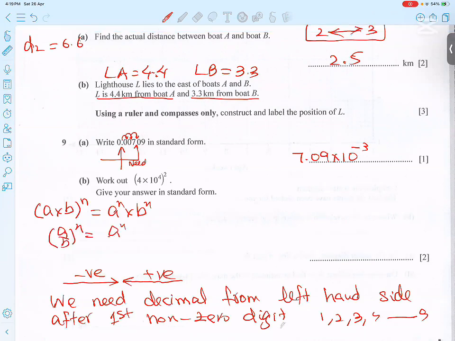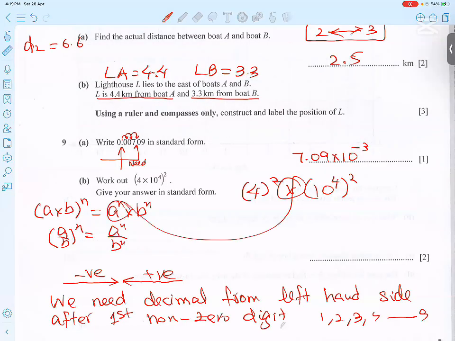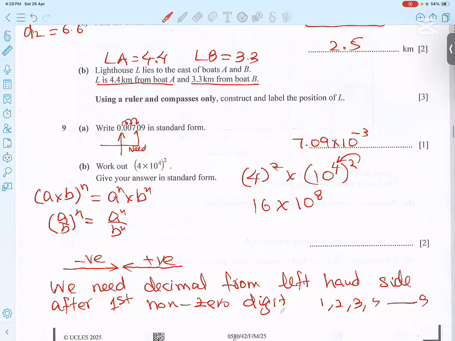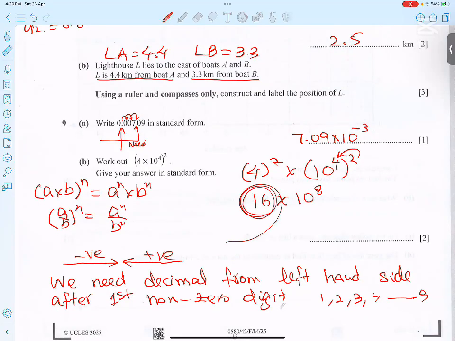A to power n or B to power n. But plus and minus, we can't do it, make sure. So this power 2 will go on 4 to power 2 separately and 10 to power 4 separately. The reason is that they multiply. So you see this n goes onto separate powers. So 4 to power 2 is 16, and power to power, they multiply, I got 8. But my question, where is the decimal here? You can't see it. When you can't see it, the decimal is here.